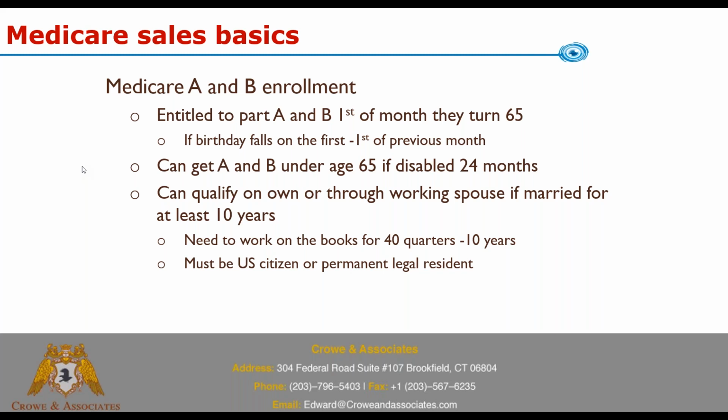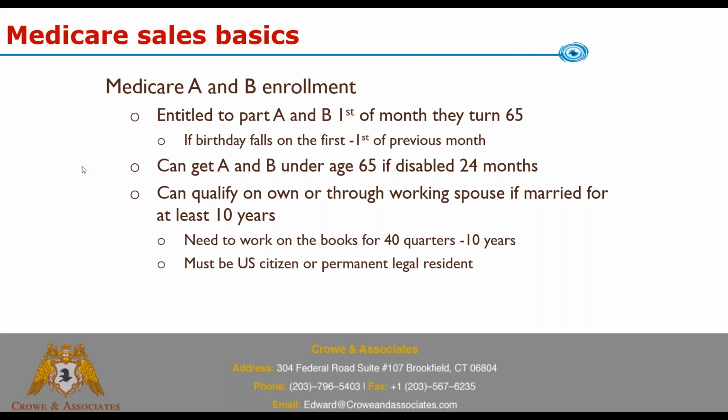The one exception to be aware of is if somebody's birthday falls on the first of the month. Now you would think if somebody's birthday is on July 1st, they can enroll in Medicare A and B July 1st, but that is actually not the case. If their birthday falls on the first of the month, they can enroll the first of the month before. So somebody who has a birthday on July 1st would be a June 1 enrollment for Medicare. And I think it's safe to say that everybody probably realizes you're eligible for Medicare the first of the month you turn 65, whatever month you're turning 65 in.